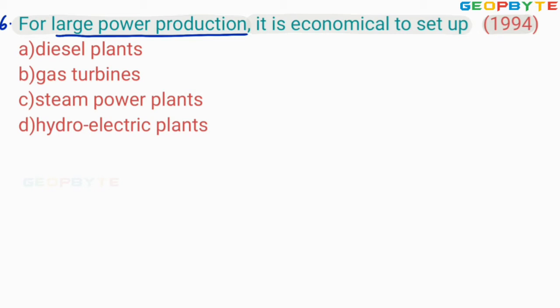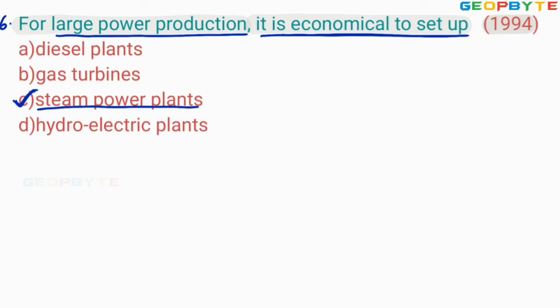But hydroelectric power plant demands more initial investment. Compared to hydroelectric power plant, the thermoelectric power plant demands less initial investment, since it is asked for economical. It is economical to set up. That means economically less investment is required for thermal power plant. Therefore, you can select the option C.